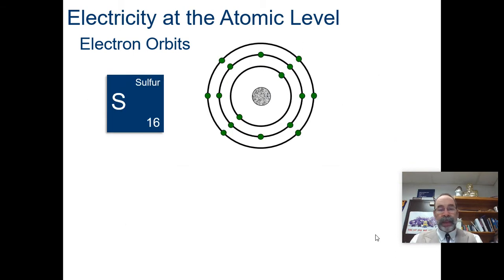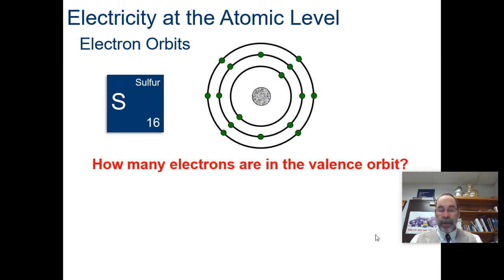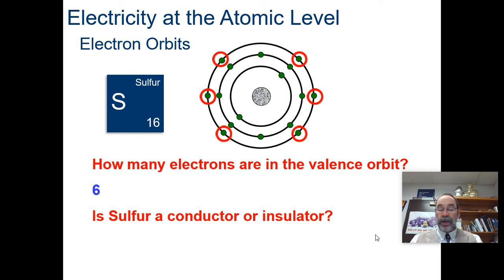We'll just continue on here. Sulfur. How many electrons are on the outside? 1, 2, 3, 4, 5, 6 of them. Is that going to be a conductor or insulator? That's going to be an insulator.